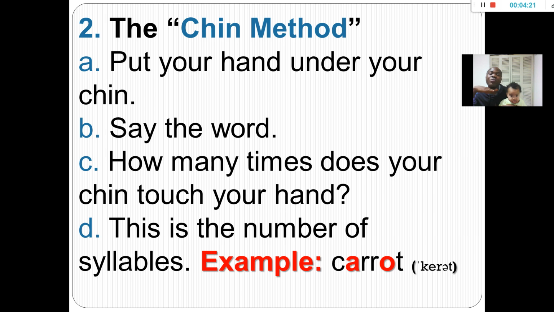Carrot. So now we're going to place our hand under our chin and say the word carrot. I saw my hand move twice, two times. Because of that, the word carrot is a two-syllable, disyllabic word. Let's go to the next one.